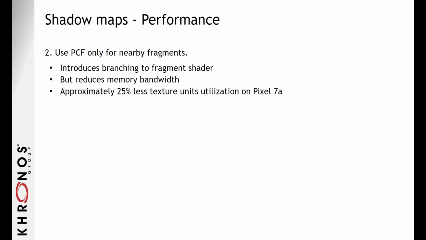The second one is to apply PCF filtering only for fragments closer to the camera, and don't use PCF far away. This, of course, adds a branch into the fragment shader, which is typically considered a bad thing, but it noticeably reduces memory bandwidth, which is especially important for mobile devices. For example, on my Pixel 7a, this reduced texture unit utilization by approximately 25%.